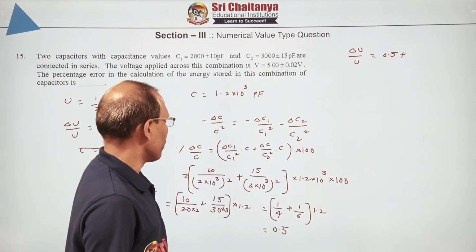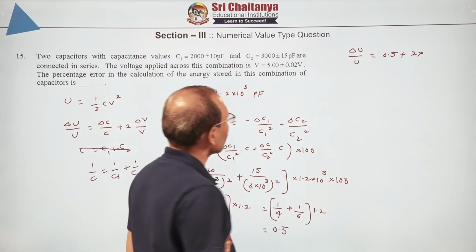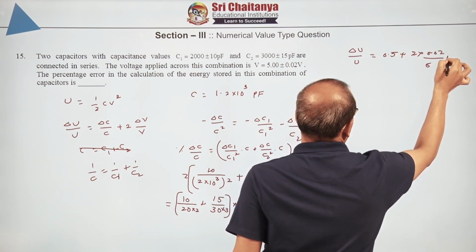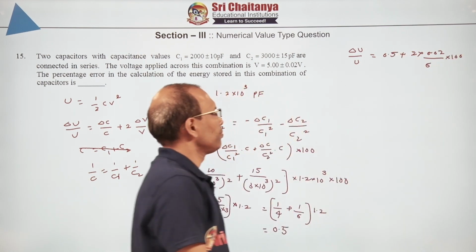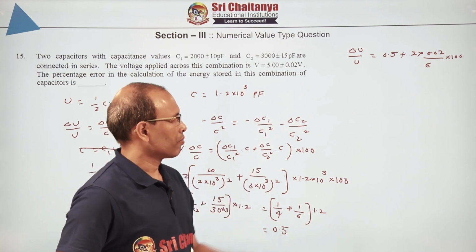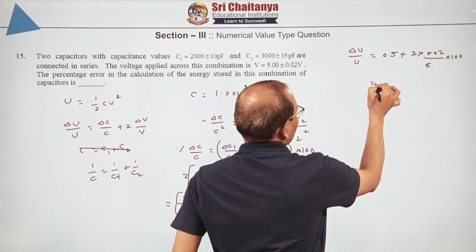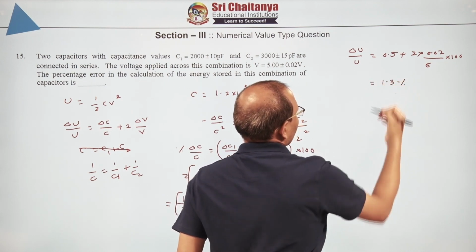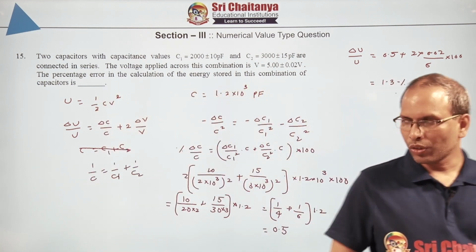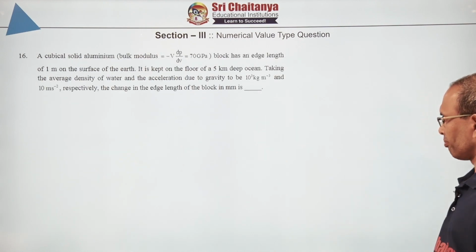plus 2 times delta V by V. So 2 times delta V by V. So delta V is 0.02 by 5 into 100. Okay. So that is 4 by 5, 0.8 and this is 0.5, 1.3%. So this is what the value of delta U by U is. Okay. So this is question number 15. Okay. Now let us see question number 16.